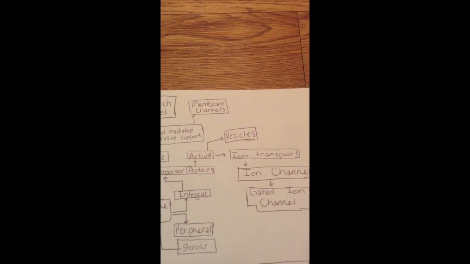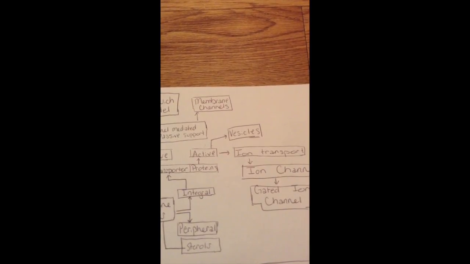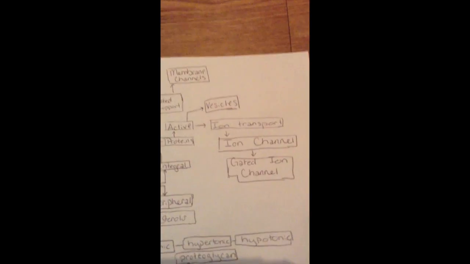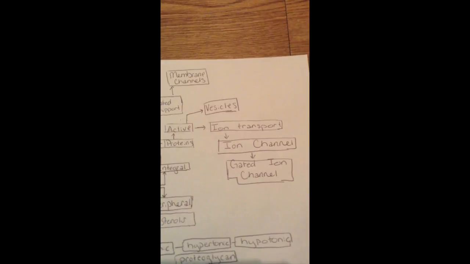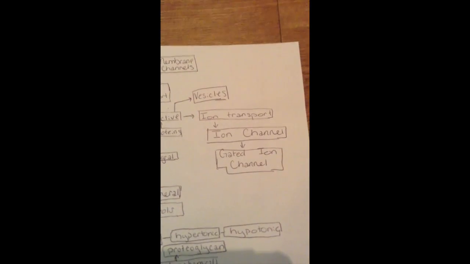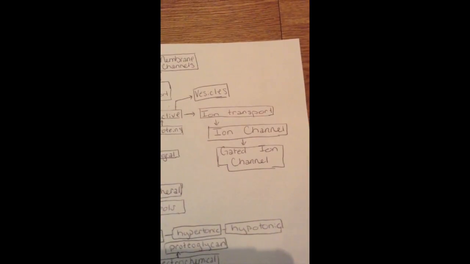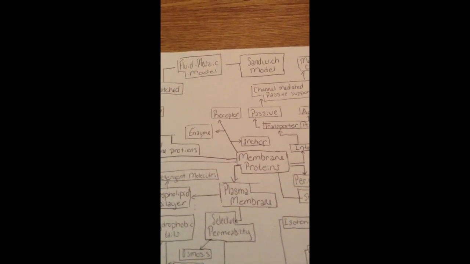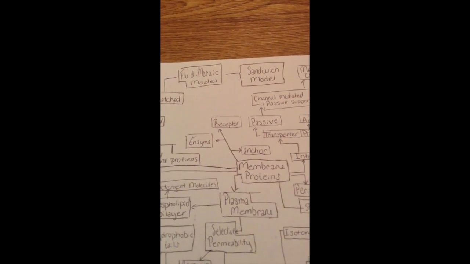Vesicles are when parts of the membrane basically wrap around particles to bring them in or out of the cell, and it disconnects from the rest of the membrane. And then we have ion transport, and that's when membrane proteins transport ions, either through an ion channel or a gated ion channel. Gated opens and closes based off of signals that it receives. And then back to membrane proteins, 3 other types besides transport are receptor, anchor, and enzyme.